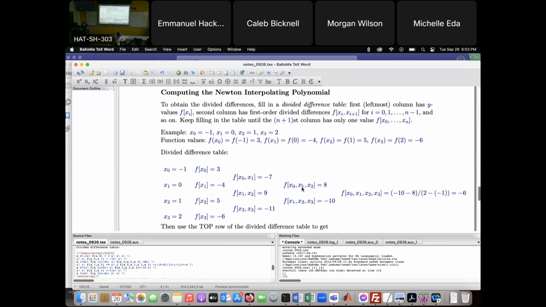Are there any questions about how the divided difference table is filled in? This actually will be one of the midterm problems. And you'll see that in the practice, where you're given some data like this, and then the problem is to fill in the divided difference table.